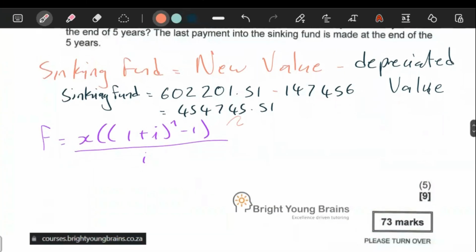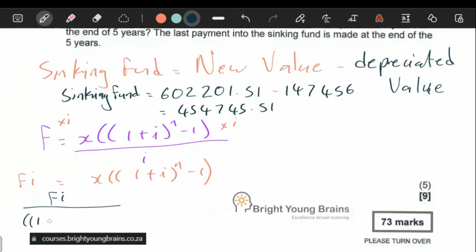Isolating x here, you can just do that by multiplying by r on both sides first. And then you divide everything by this big bracket here, you see. So your value of x will be equal to fi divided by this big bracket, because you divide by the big bracket on both sides. So here, fi divided by 1 plus i to the power of n minus 1. This is equal to x.